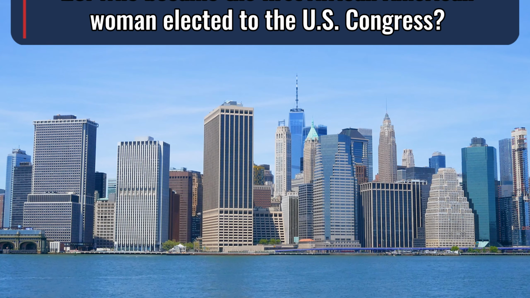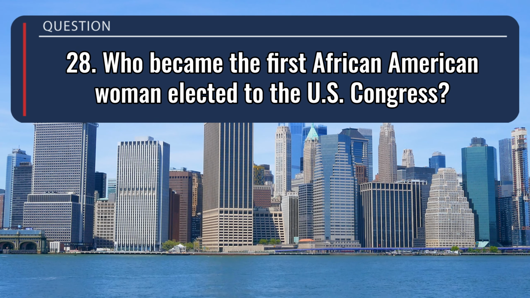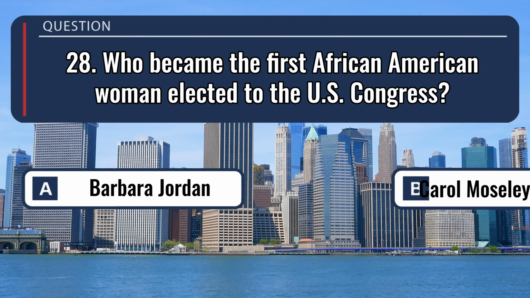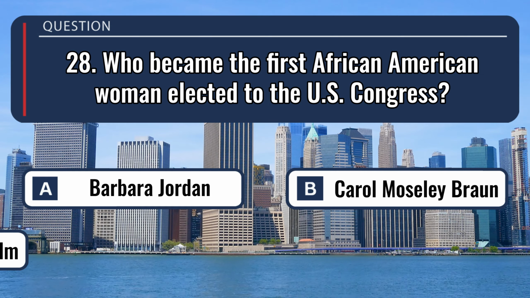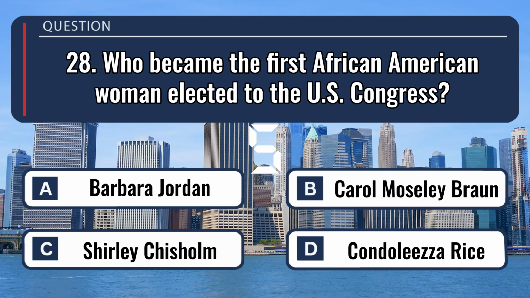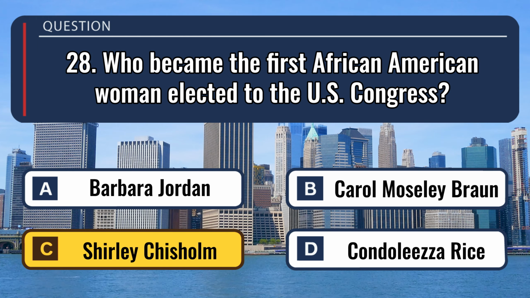Cass Gilbert. Question 28. Who became the first African-American woman elected to the U.S. Congress? A. Barbara Jordan. B. Carol Moseley Braun. C. Shirley Chisholm. D. Condoleezza Rice. The correct answer is C.